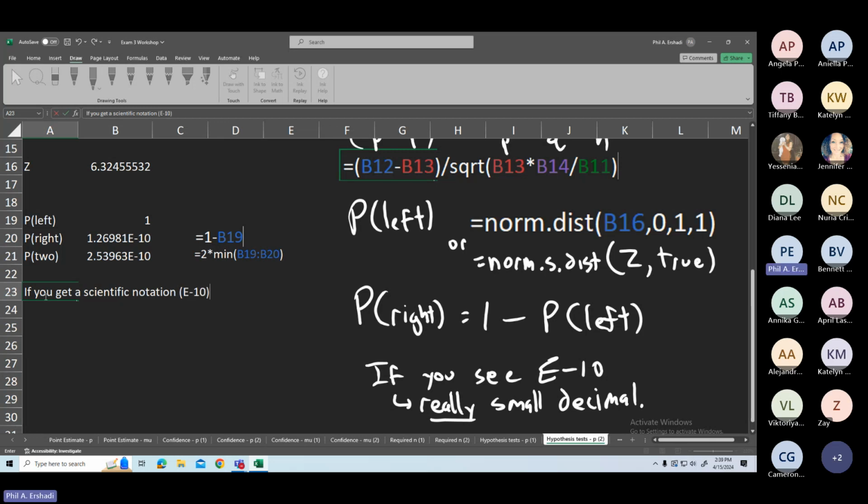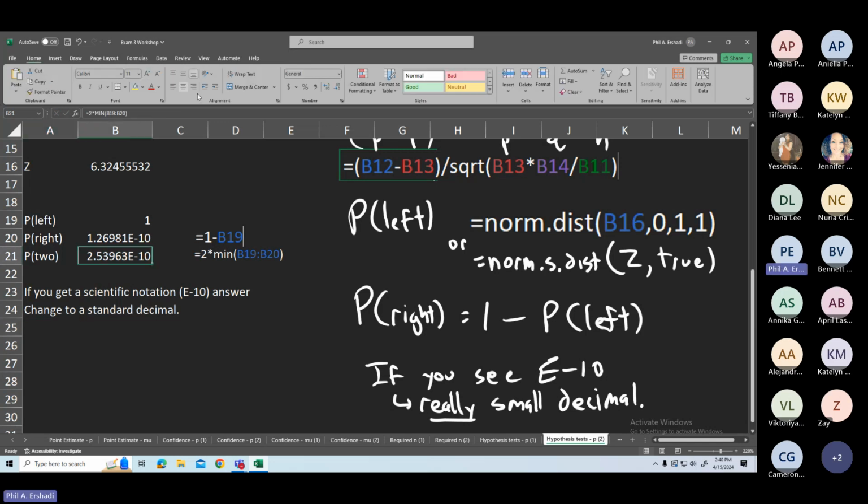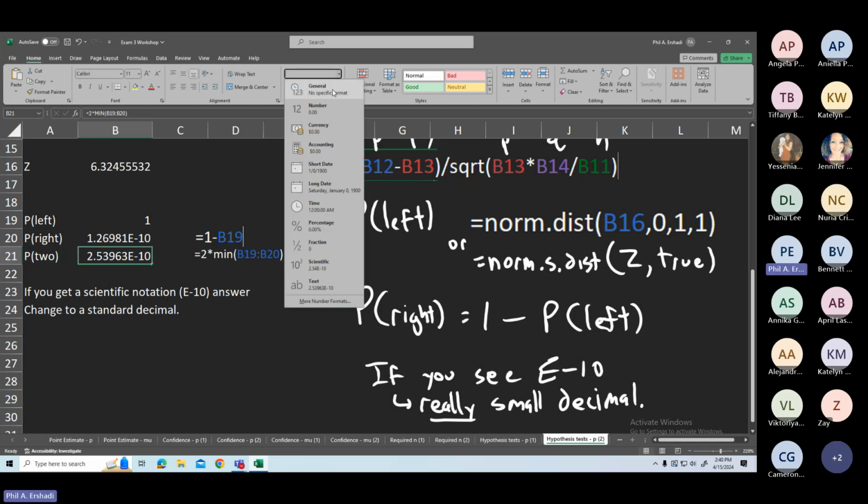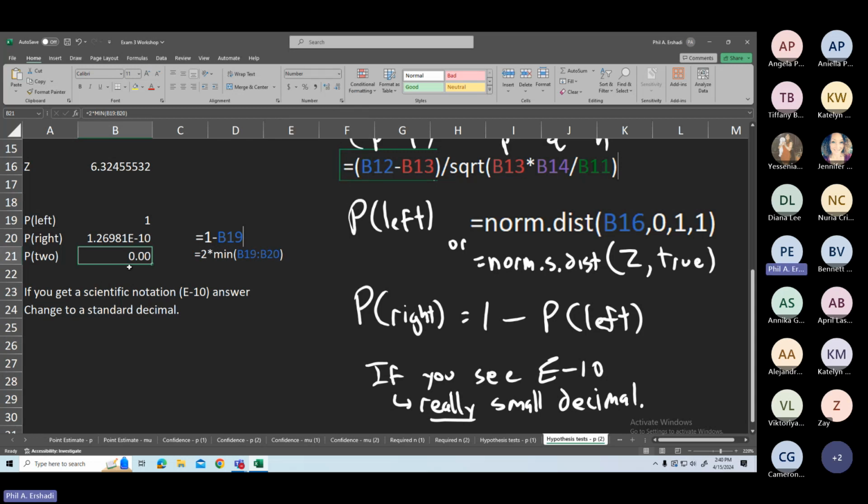So if you see that E-10 business, the way you change to a standard decimal is to go to Home, and then do you see in this number section where it says General? You don't want General, you want to say Number. Notice that it gives us a 0 in this box. It's not really 0. I'm going to warn you, it may appear as 0, but it's just really small.